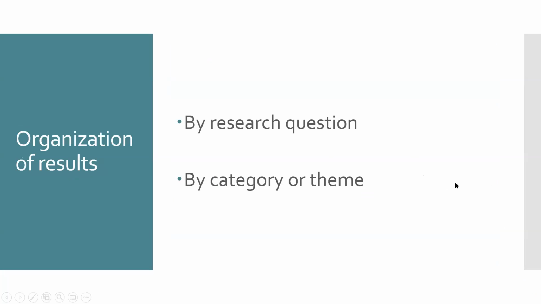So your results can be organized in different ways, okay? And there's not a hard and fast rule for this. Really, the decisions that you make for the presentation and for anything in your dissertation, honestly, have to be the most appropriate for your study. They have to make sense. They have to be defensible. So it might make sense to organize your results by research question. It might make sense to organize your results by theme or by category.